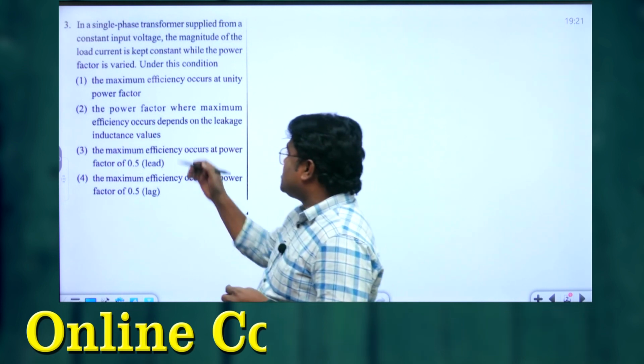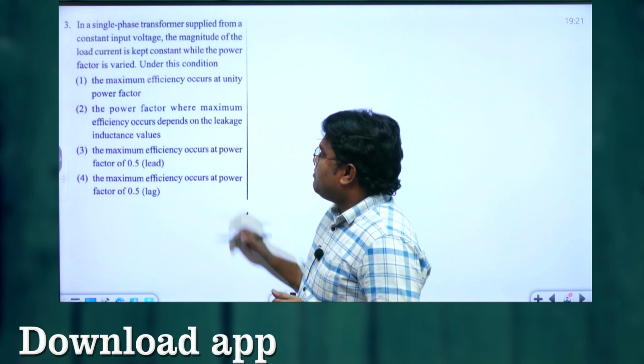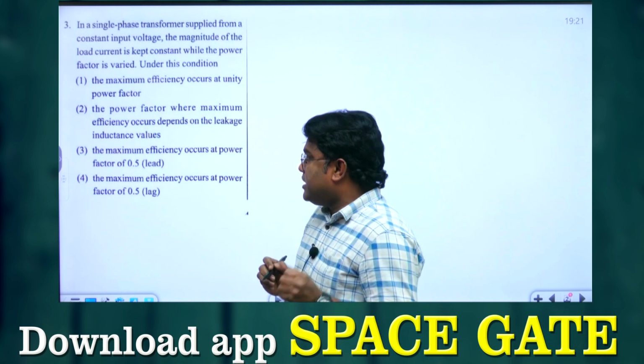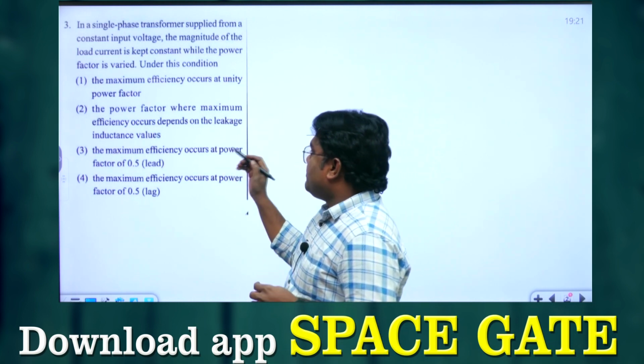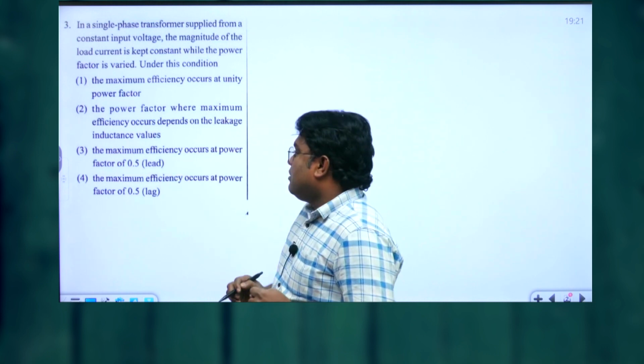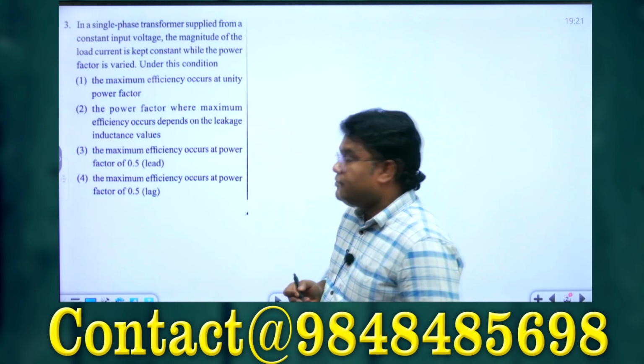Option 1, maximum efficiency of the transformer occurs at unit power factor. Option 2, the power factor where maximum efficiency occurs depends on the leakage inductance value. Option 3, the maximum efficiency occurs at a power factor 0.5 lead, and option 4, maximum efficiency occurs at power factor 0.5 lagging.